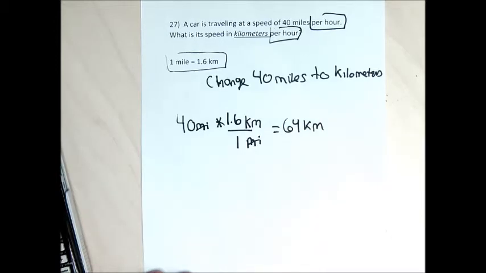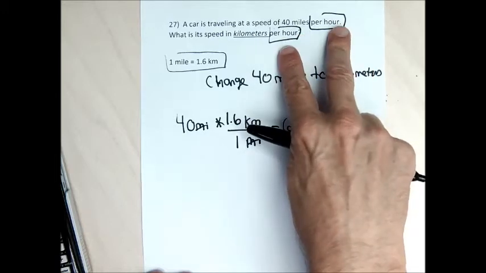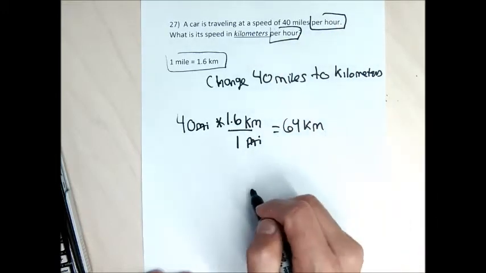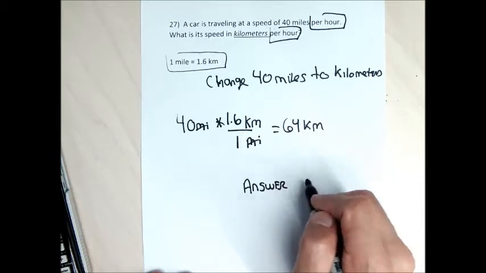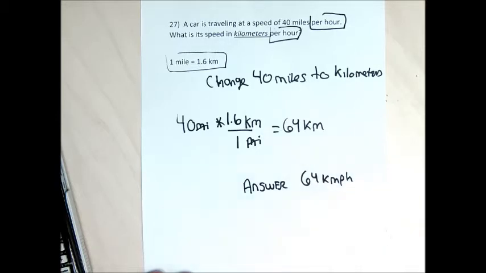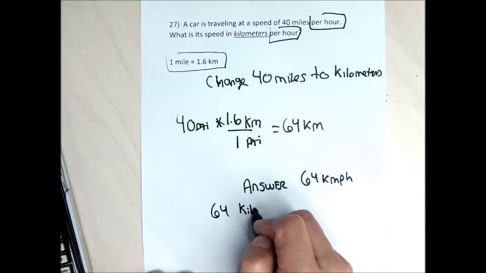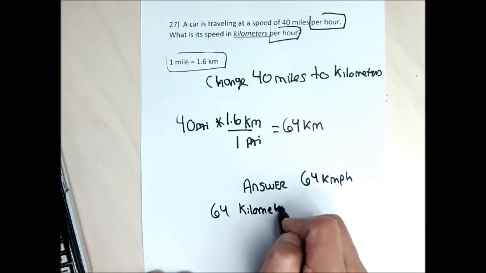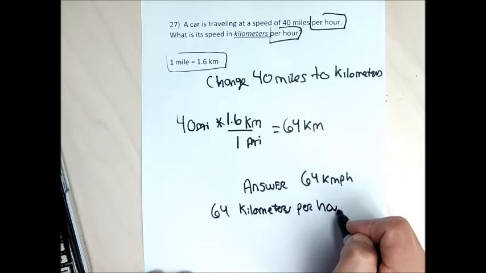But this problem's asking about what's my speed in kilometers per hour. I ignored the per hour part, but I can sneak it on here for my answer. In my answer, I can write an abbreviation for kilometers per hour for the speed. I think that's the appropriate abbreviation. Or I could say 64 kilometers per hour and write it in words. Either would be an acceptable answer.